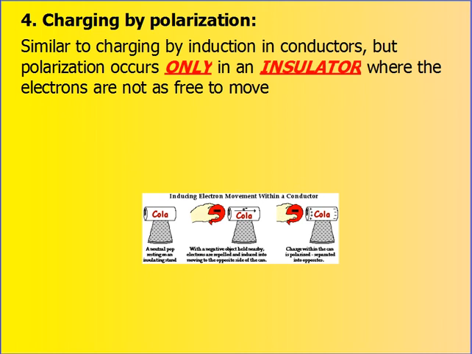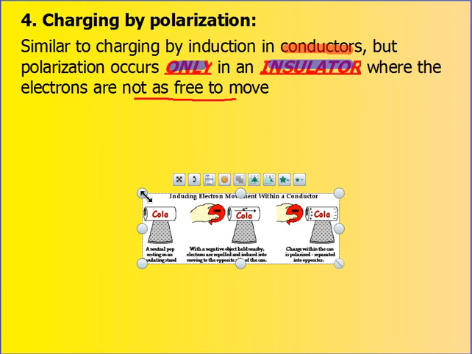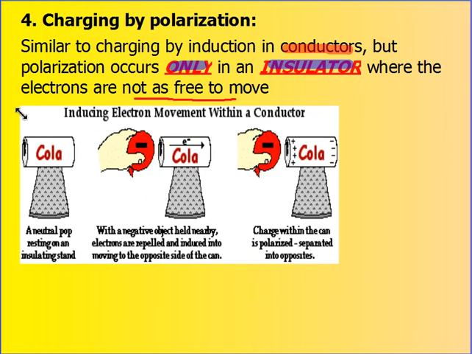Polarization is very similar to charging by induction, but it's only in insulators. Charging by induction was with conductors. Charging with polarization is with insulators. Now, remember, in an insulator the electrons are not free to move. Because the electrons cannot move, they can't flow, but they can kind of scooch around a little bit.